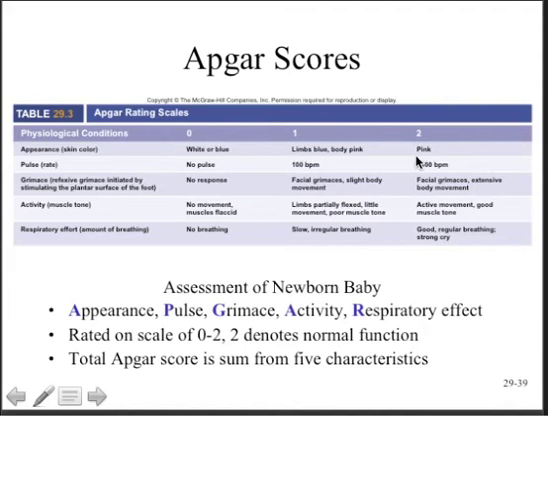An APGAR score of 2 indicates a pink skin color, greater than 100 beats per minute pulse rate. We see facial grimaces and the extremities move, and we see active movement and good muscle tone and good regular breathing and a strong cry. We'll score low if any of these are not up to what we would consider healthy standards.